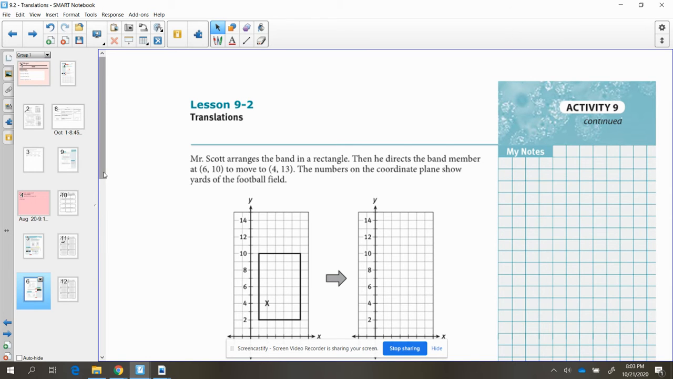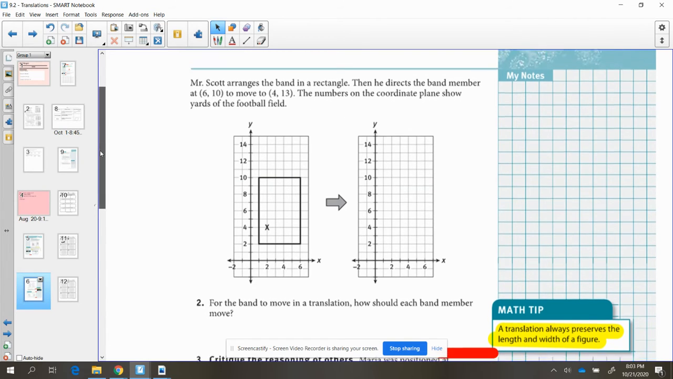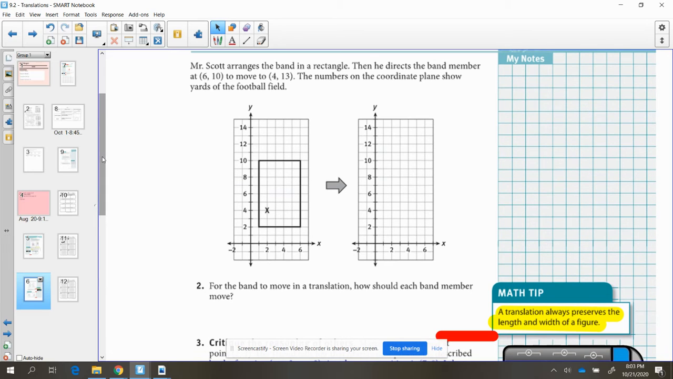Now, Mr. Scott also is going to arrange the band in a different formation. We have a rectangle here, and he directs the band member who is at 6 comma 10 to move to 4 comma 13, and the numbers are shown on the coordinate plane of the football field. So for the band to move in this translation, how much are they going to have to move if this particular band member started at 6, 10 and is now moving to 4 comma 13?